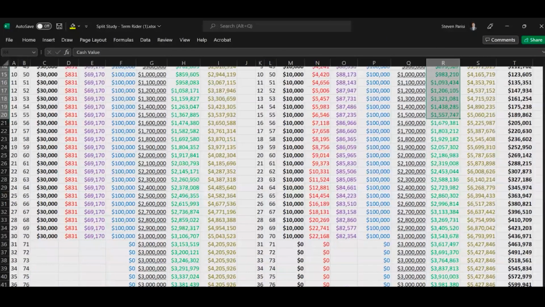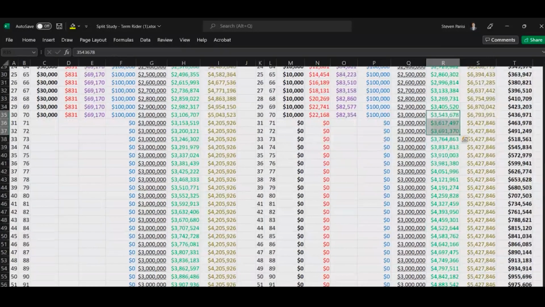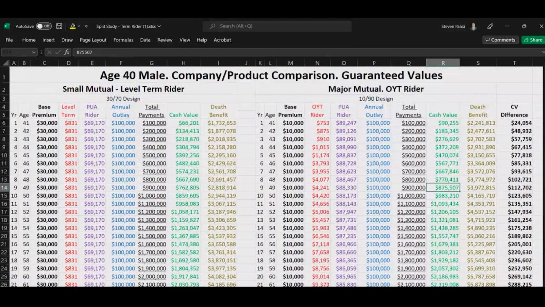This is the net cash value pulled directly from the illustration and software. If you're working with us, you know that because we've sent it to you. We can send it to you, no problem. And there's my value over time.